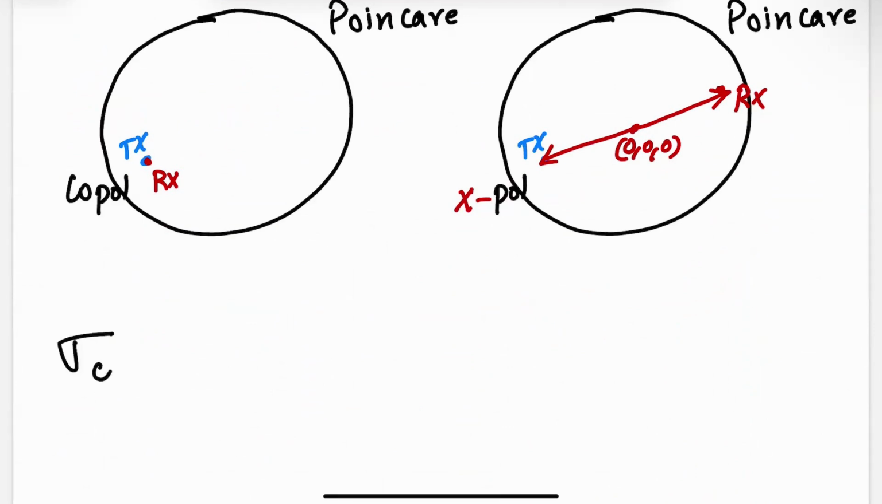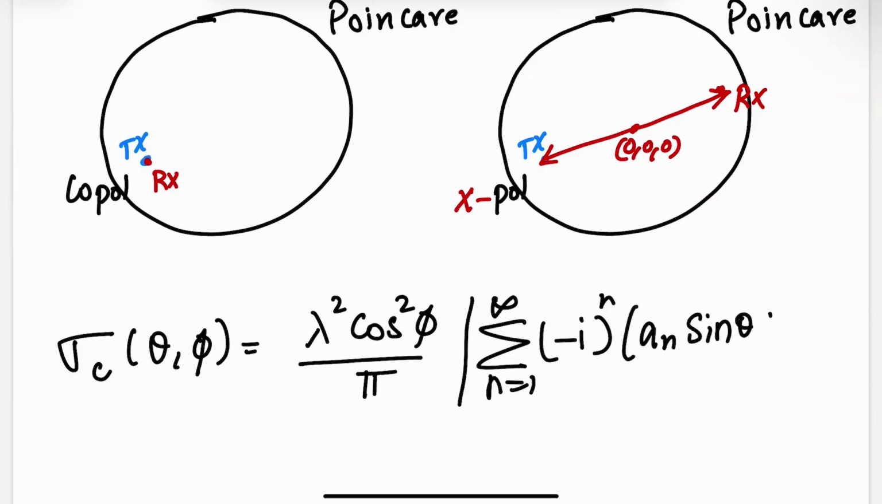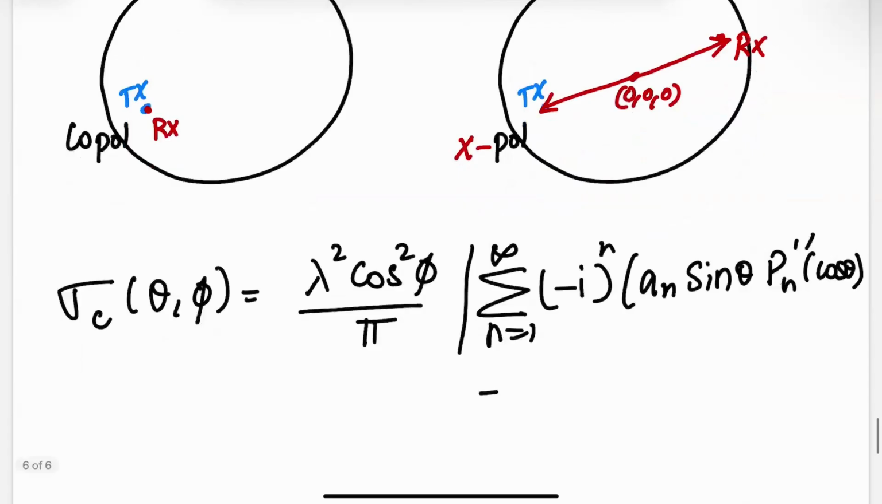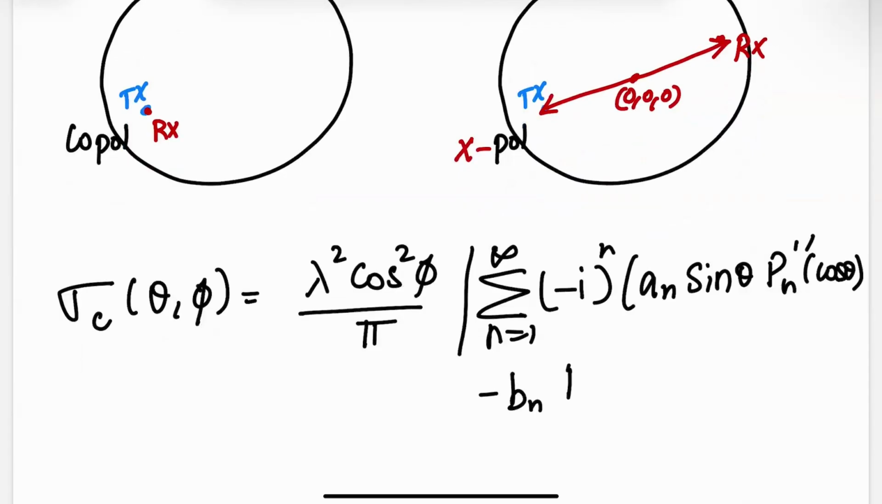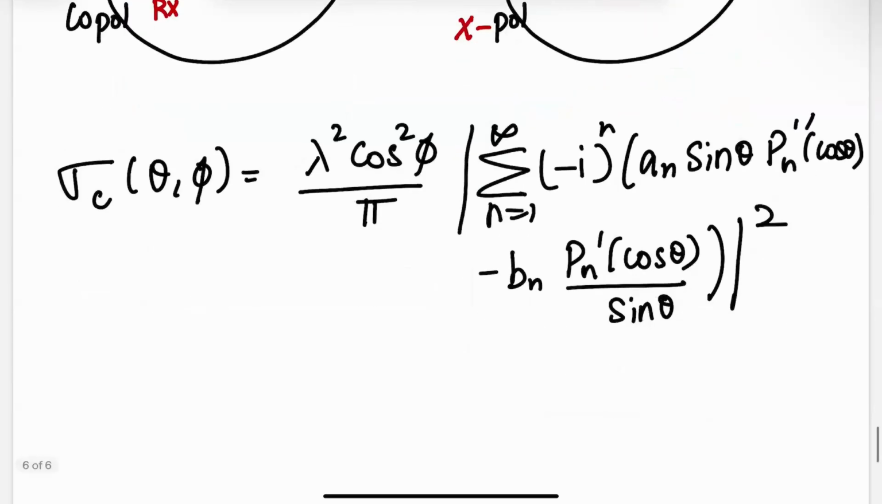So the copole RCS, theta and phi, becomes lambda squared cosine squared phi over pi, times the magnitude squared of the summation from n equal to 1 to infinity of (minus j)^n [a_n sine theta P_n^1 prime of cosine theta minus b_n P_n^1 of cosine theta over sine theta]. And the cross pole also has a long expression, which I won't write out.